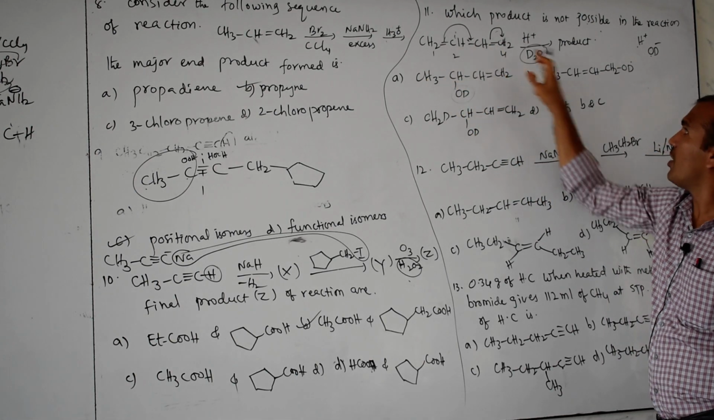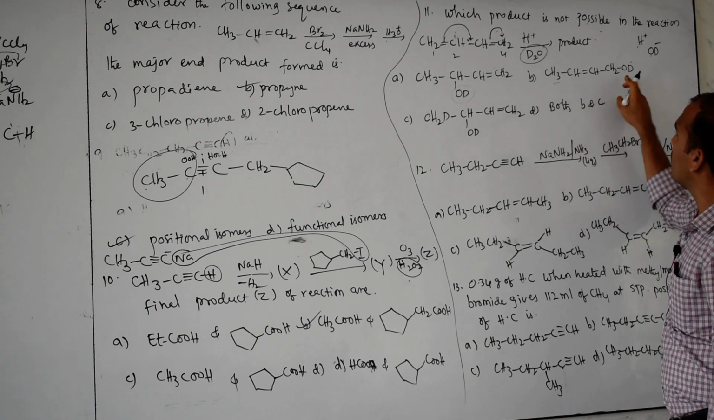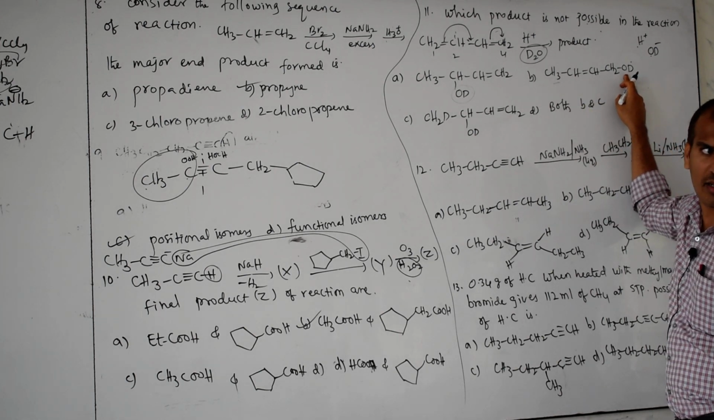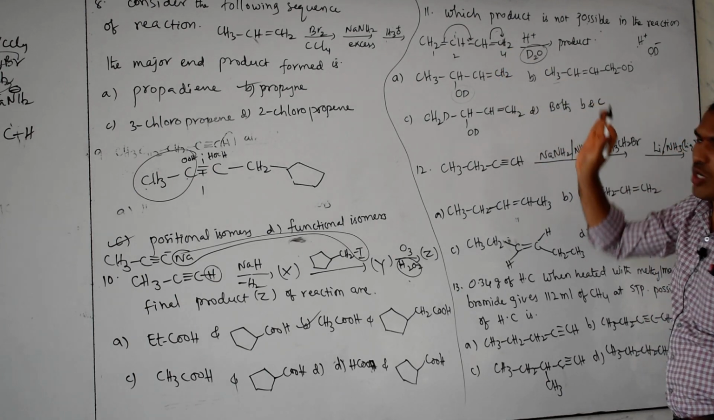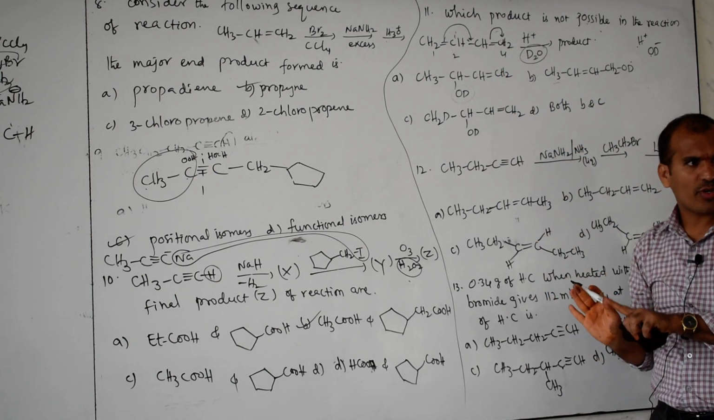This pi bond shifted here. Pi bond. Next, what is there? OD. Clear? So H is added here, OD added. So this is also possible. 1-2 product is possible, 1-4 product is also possible.